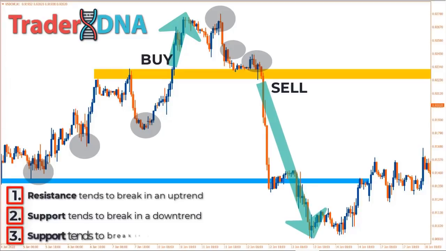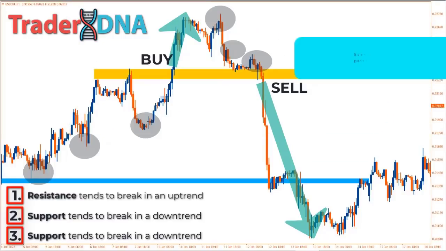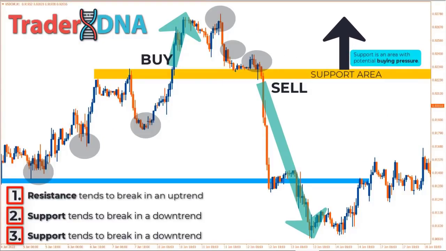Third, support and resistance tend to break when there's a build-up. Consider this. Support is an area with potential buying pressure. So, the price should move up quickly, right? And now, what if price didn't move up and instead consolidates at support? What does it mean? Recall the concept from truth number 3.